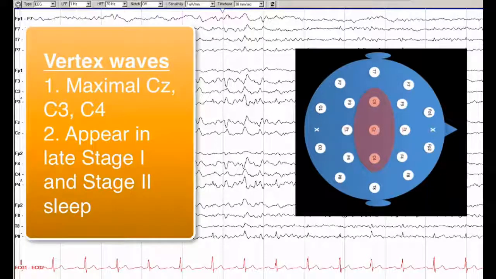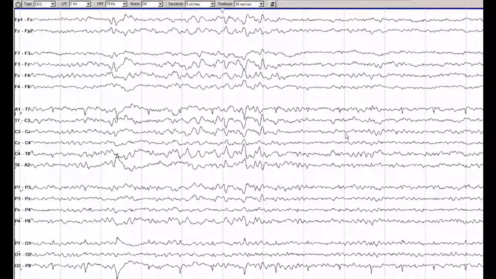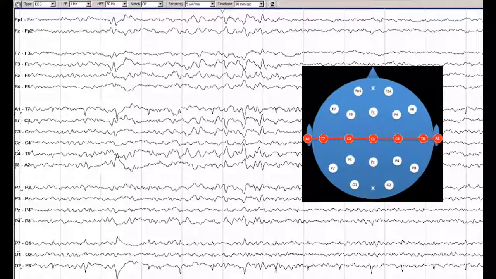These waveforms are called vertex sharp waves, and they are often seen in late stage 1 sleep and can persist throughout stage 2 sleep as well. I have switched to a transverse montage to demonstrate that these waveforms are best seen in the center of the head. On this transverse montage, the central chain of electrodes goes from left to right across the center of the head, and you can see that the vertex sharp waves are highest voltage in this region.